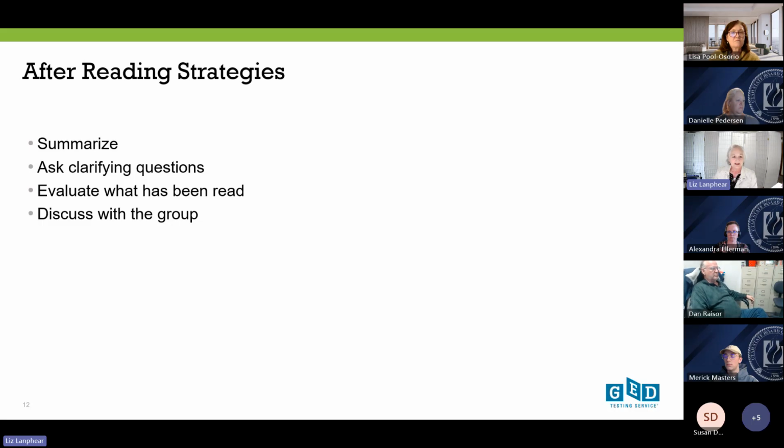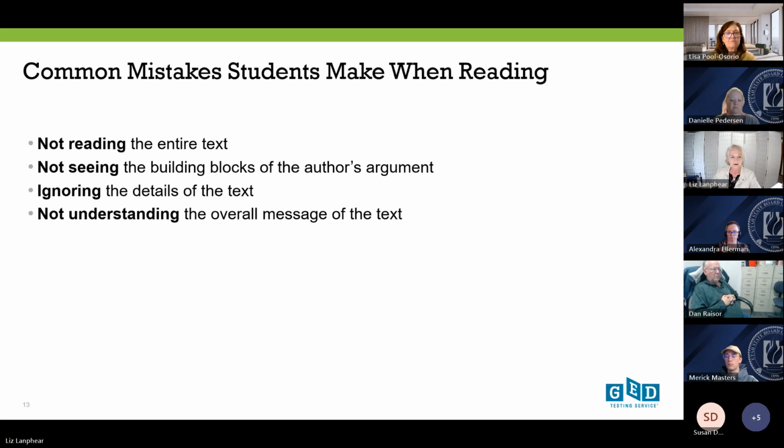After reading strategies, help them learn to summarize, ask clarifying questions, evaluate what has been read, and discuss in groups what was read. People will learn well from others' input and what conclusions they've drawn. It will help them to say, oh, well, I was kind of thinking that, but I wasn't sure. So it helps them to gain the confidence to question things and draw their conclusions.